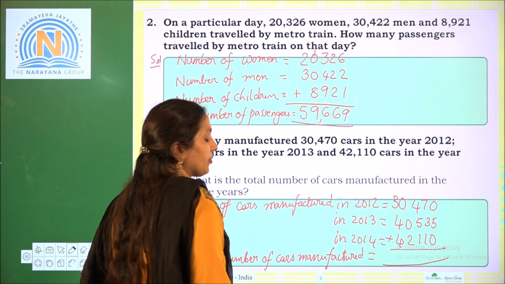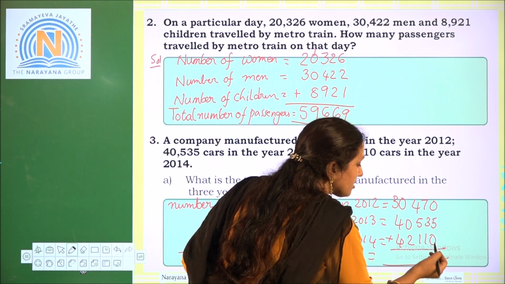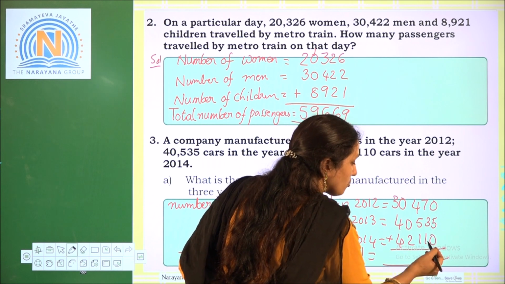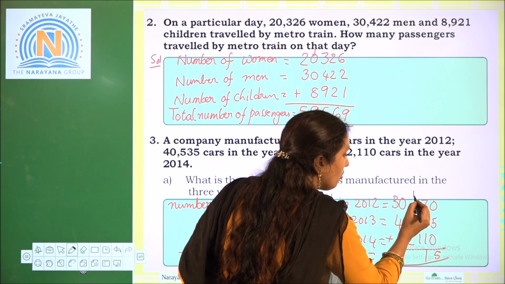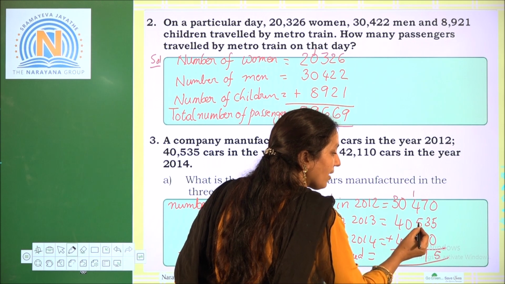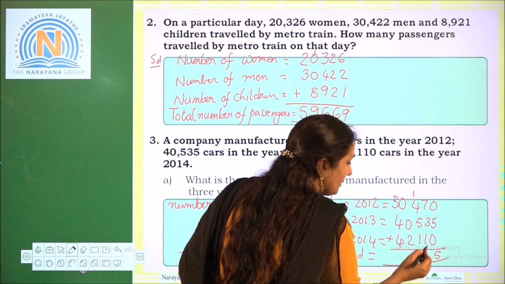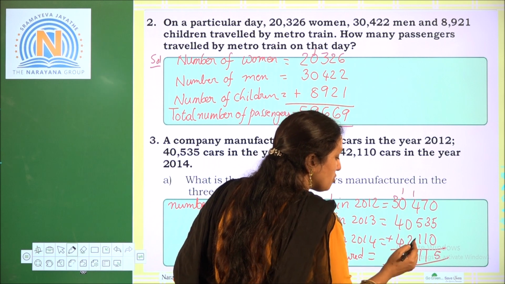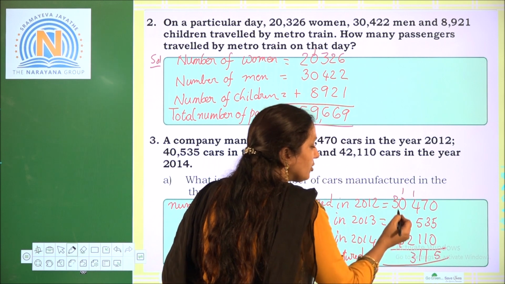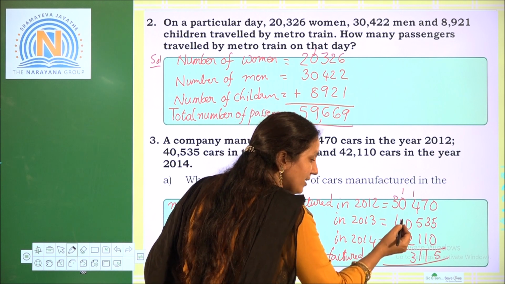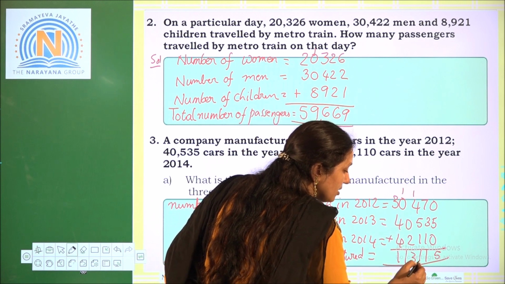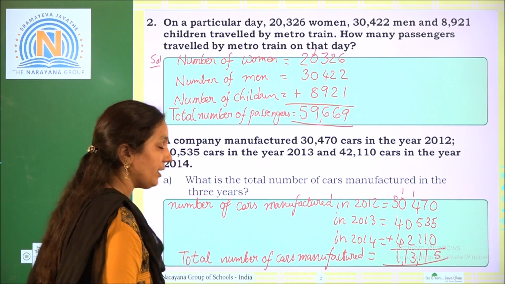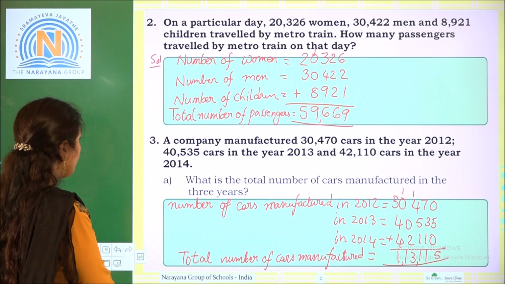We have to add. 0 plus 5 plus 0 is 5. 7 plus 3 is 10, plus 1 is 11. 1 plus 4 is 5, 5 plus 5 is 10, plus 1 is 11. 1 plus 0 plus 0 plus 2 is 3. Now 3 plus 4 is 7, 7 plus 4 is 11. So 1,13,150.